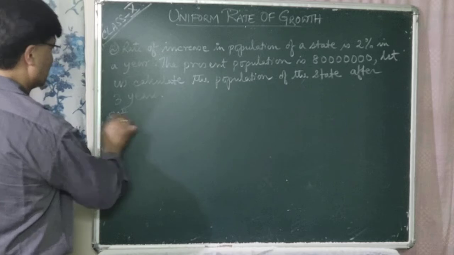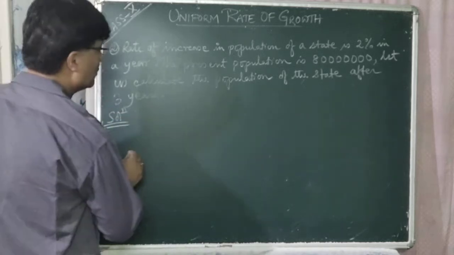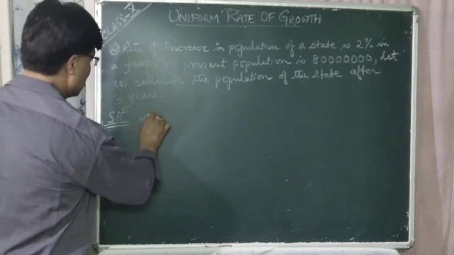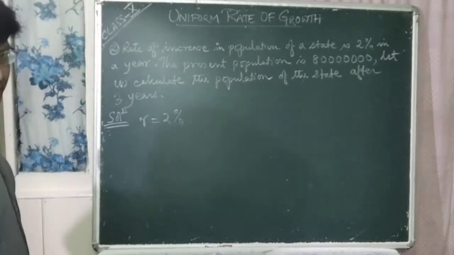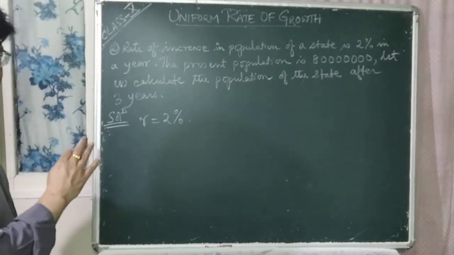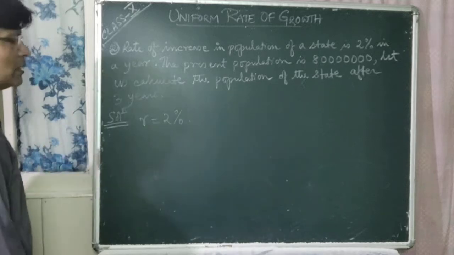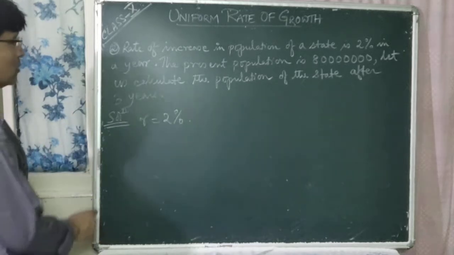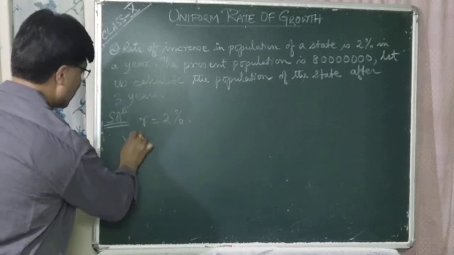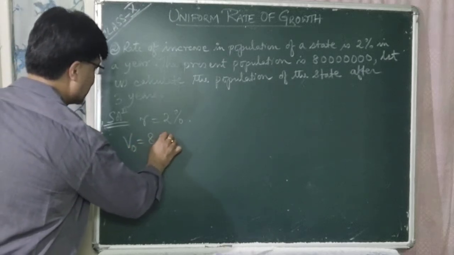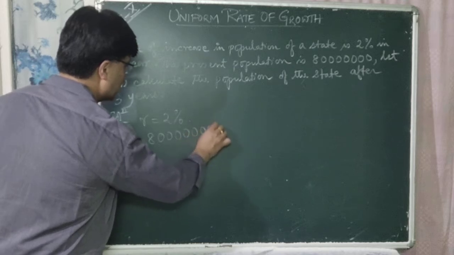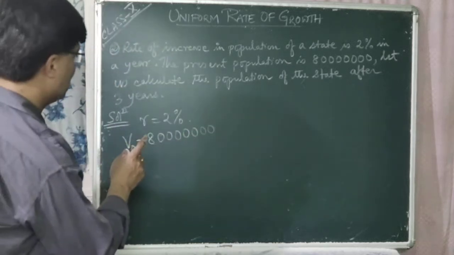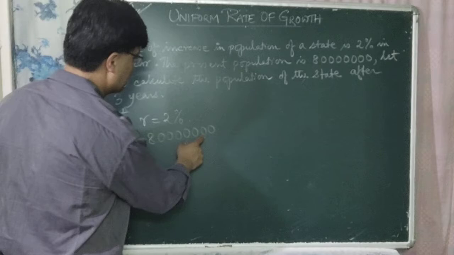Okay. So let's do this question. Solution. Right. So now rate of increase of population every year, that is 2%. This is the uniform rate of increase, right? Next, what is the present population of village? That is the value for V0. 8 crore. 8 and how many zeros? 1, 2, 3, 4, 5, 6, 7, right?